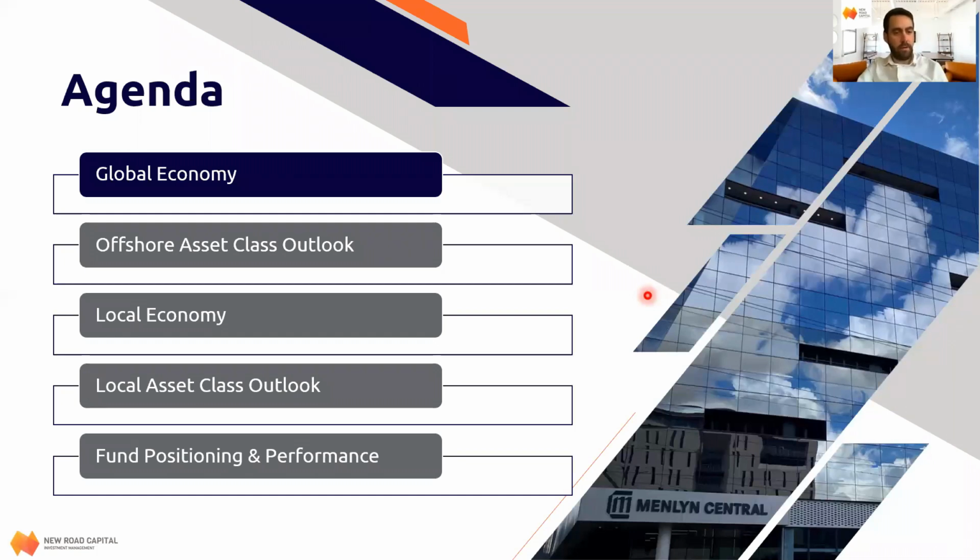Today, obviously, just going to cover the global economy. Where we see things, what's been happening. How we got to where we're at the moment globally, and then tapping into that, looking into the different asset classes, looking at our outlooks and valuations, and then we'll do the same thing on the local side. Local economy, local asset class outlook, and then we'll finish off with just fund positioning and performance going forward.